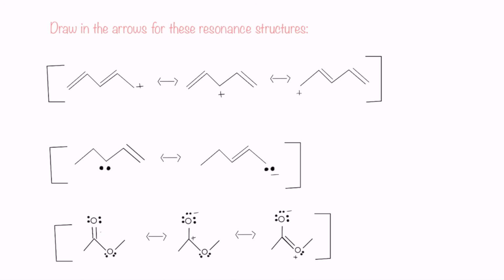Alrighty, let's get started. In the first example, we see that the difference between the first structure and the second structure is that one of the bonds moved. This bond over here, which was a double bond, became a single bond, and this bond here was a single bond and became a double bond. So we can make the assumption that one bond transferred over here, and we can draw the arrow for that.